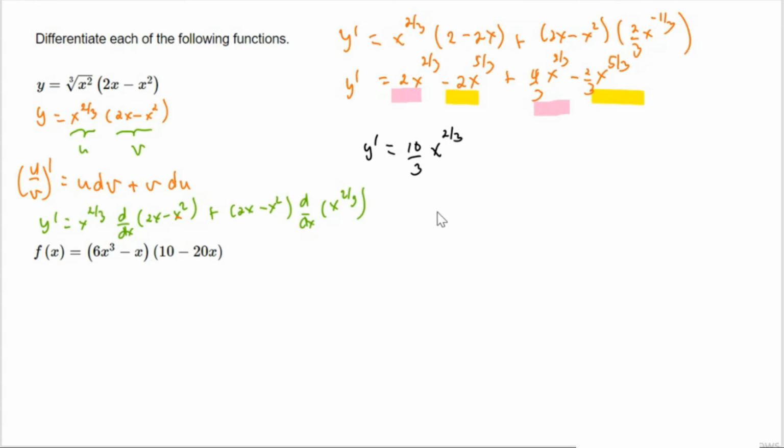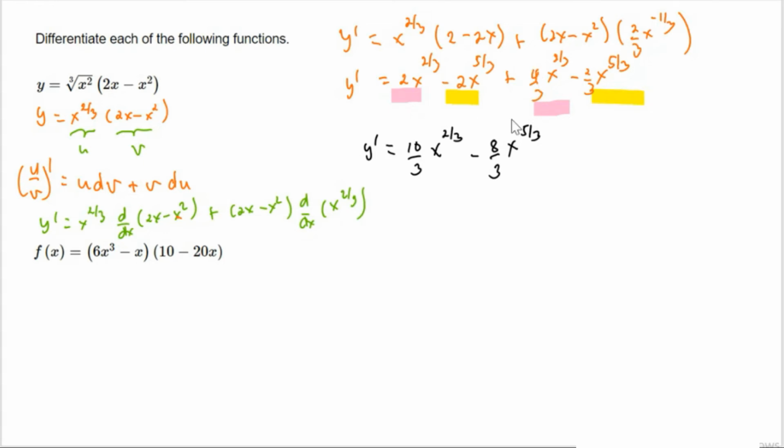And in terms of the exponents of 5 thirds, we have negative 2 x to the power of 5 thirds and negative 2 thirds of x to the 5 over 3. So it will give us the sum of negative 8 over 3 of x to the power of 5 over 3. So what I did there is just adding the coefficients of 2 and 4 over 3.